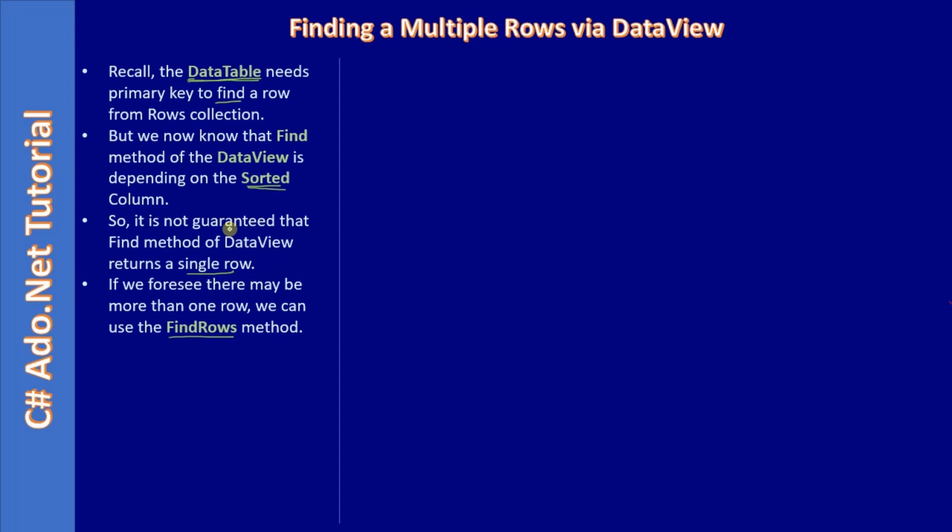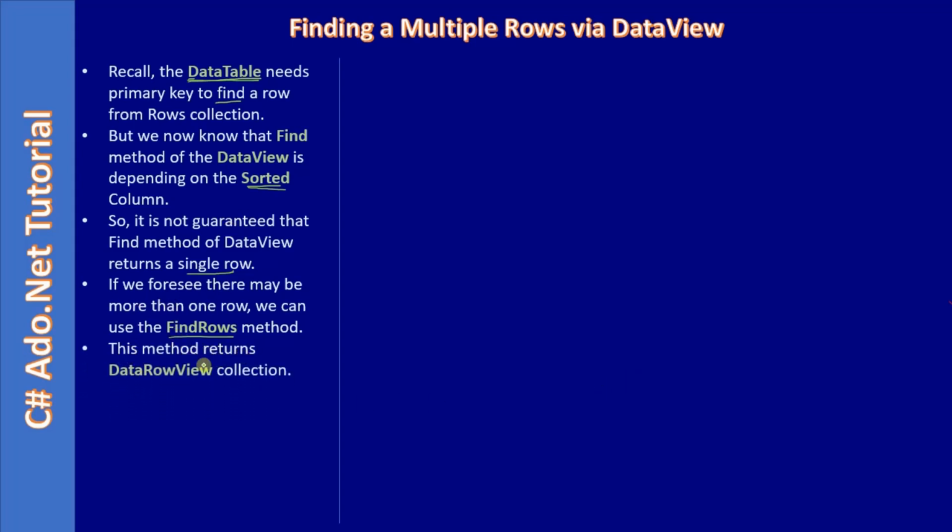But if you apply the find method on a column like, say, for example, country or city, there may be a possibility of getting multiple rows. So in that case, the find method doesn't suit well. You have to use the FindRows method.